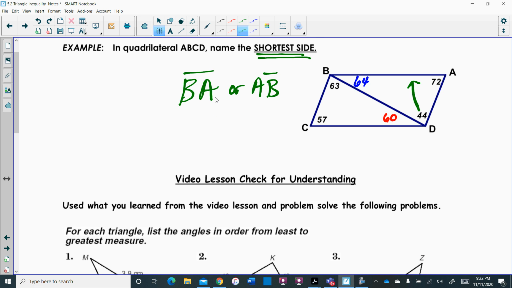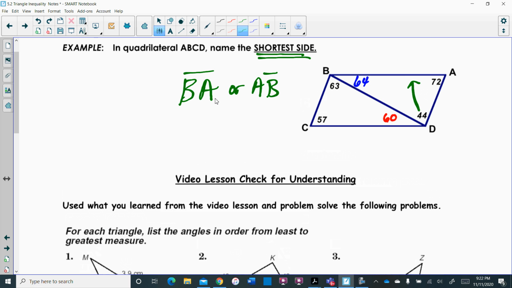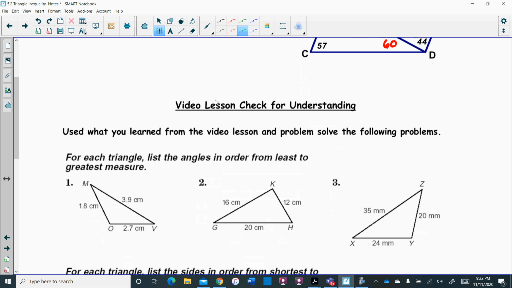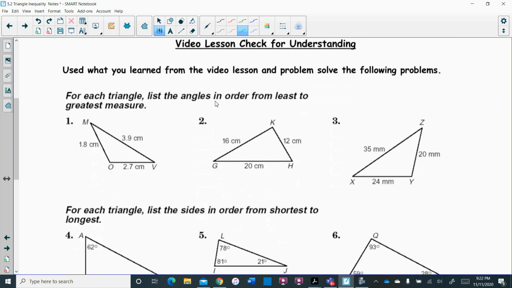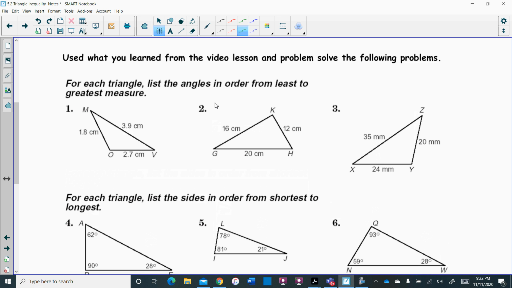All right, so now that we did this, if you need to rewatch it and get some clarification as you're working through these check for understanding questions, please do so. But I want you to take what we did in this video to see if you can problem solve some problems on this worksheet. In this first section, you just want to order from least to greatest with their angles. Remember, you have to look at your side lengths and go across.